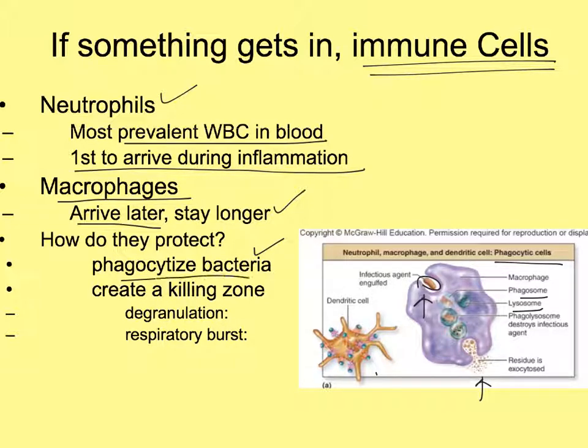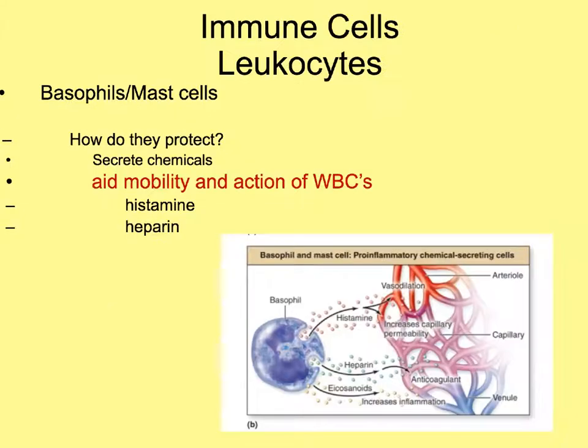They phagocytize bacteria. Sometimes they create a killing zone around them where they release some of those chemicals that break things down, and that destroys the pathogen. Okay, so that's phagocytic. Now basophils and mast cells are different. These are the ones that we say are like chemical warfare.